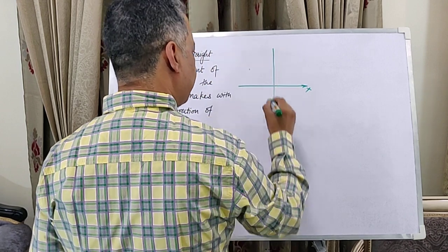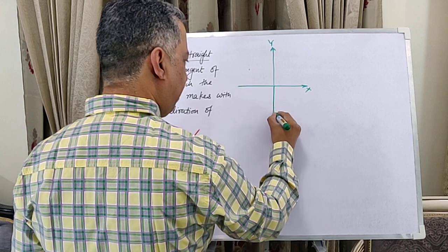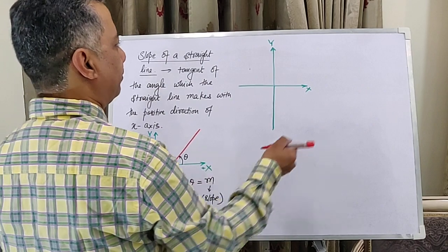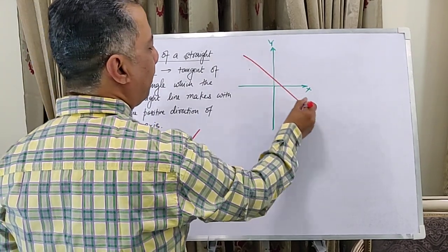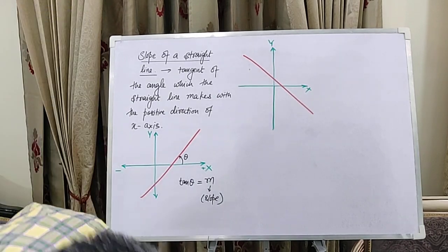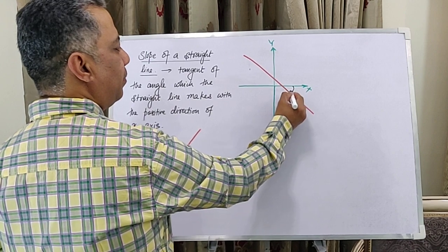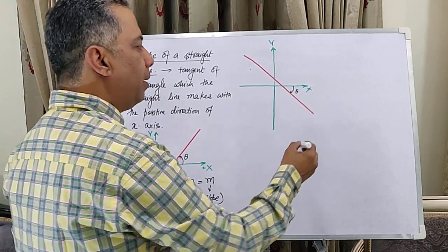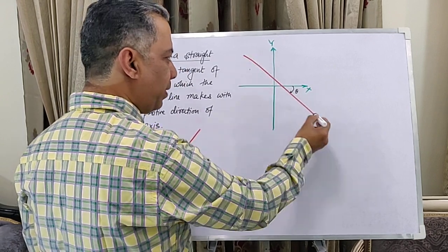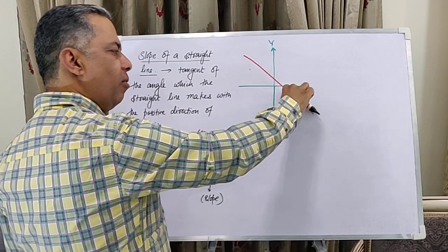Positive x, positive y, and this time our straight line is like this. And this time you will notice that the line makes an angle theta again. Now it's a downward sloping line. The slope is downward, and now the angle will be measured clockwise.